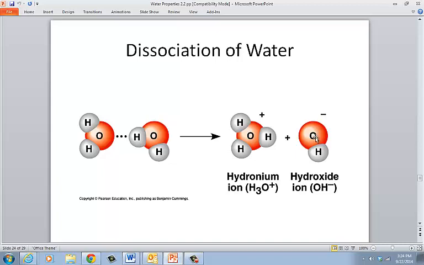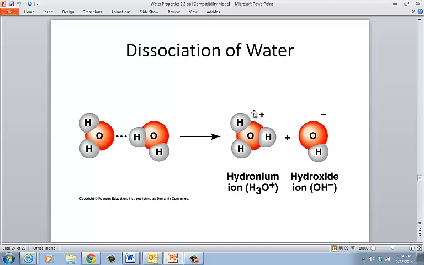You definitely want to know the difference between the hydronium ion and the hydroxide ion, what those two look like. And we're going to look at the pH scale. This is going to be real important as we go into the lab on the pH scale. This breaking apart of water gives a proton and a hydroxide ion.